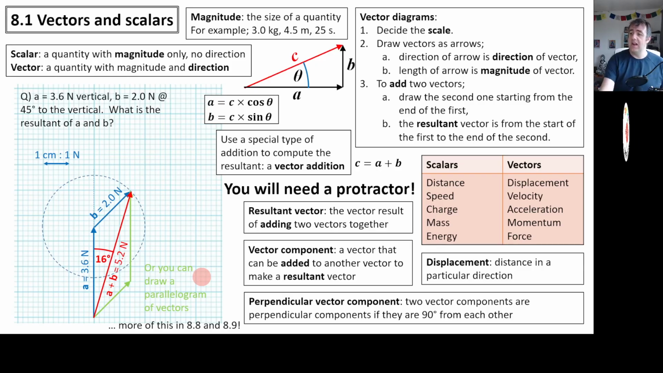That's it. That is how we add our vectors graphically. Students really struggle with this, but you don't have to. You just start from the beginning and draw the first vector and then start the second vector from the end of the first.